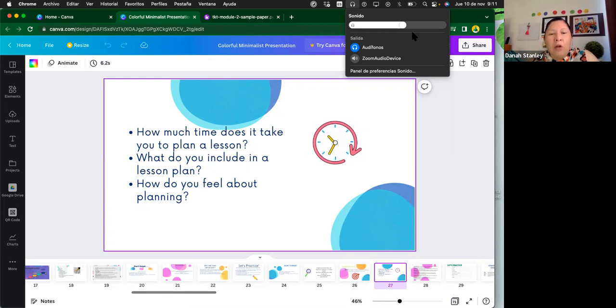Luego, what do you include in a lesson plan? What do you need personally to include in your lesson plan? Because normally we plan for ourselves, no? So what information do you need to include so you feel comfortable and confident when using your lesson plan?